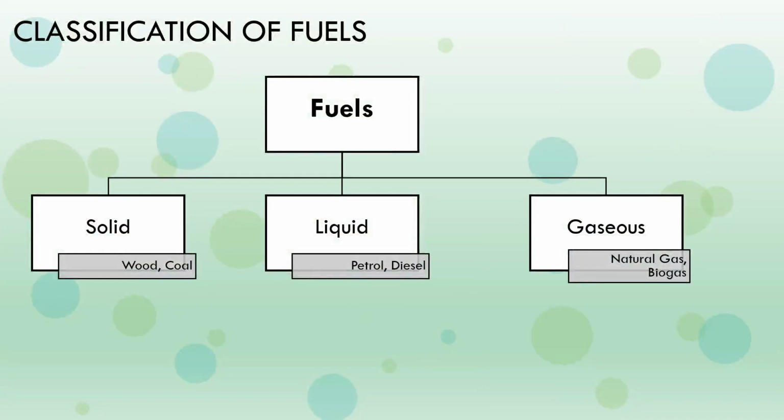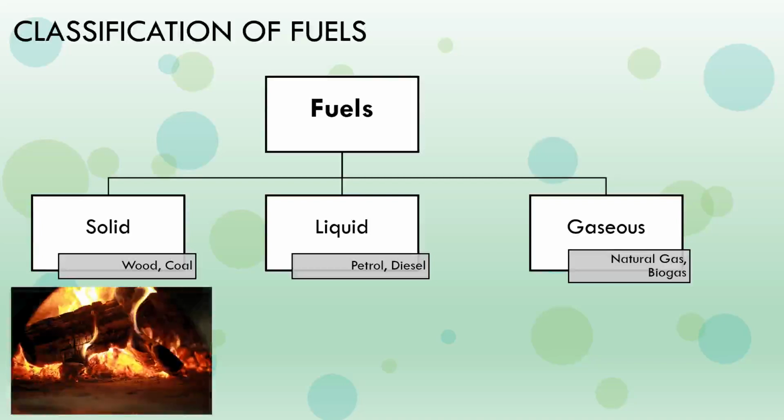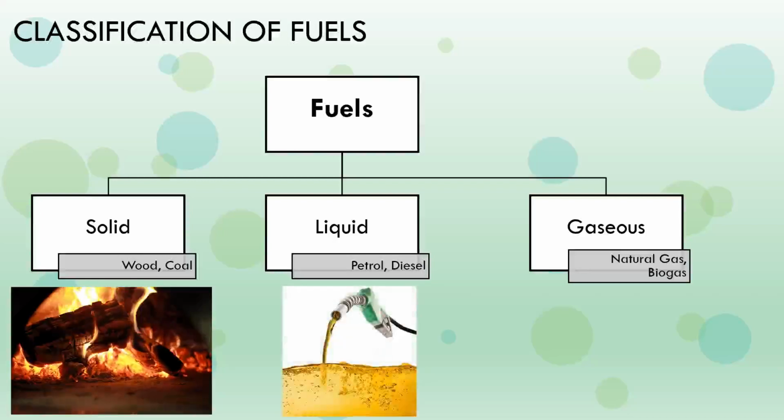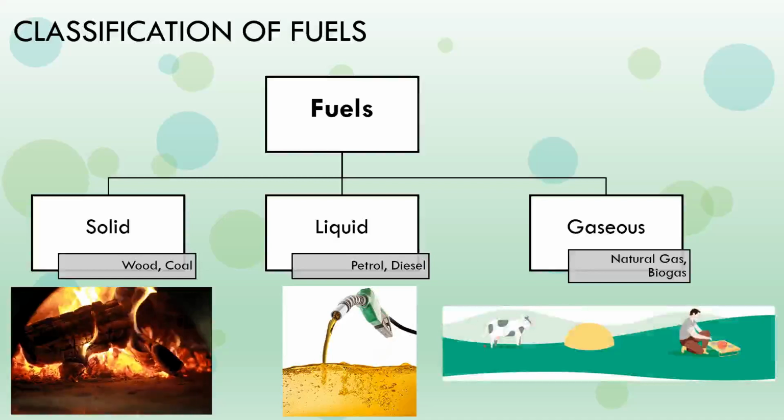Classification of fuels. The fuels can be classified on the basis of the physical state in which they exist. These are as follows. Solid fuels are those which exist in the solid state at room temperature. For example, wood, coal, etc. Liquid fuels are those which exist in the liquid state at room temperature. For example, petrol, diesel, kerosene, etc. Gaseous fuels are those which exist in the gaseous state at room temperature. For example, natural gas, gobar gas, etc.